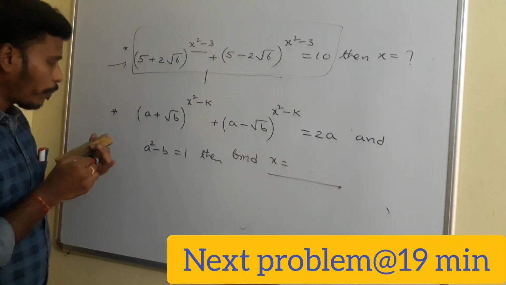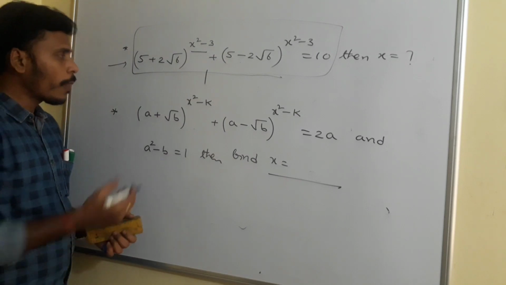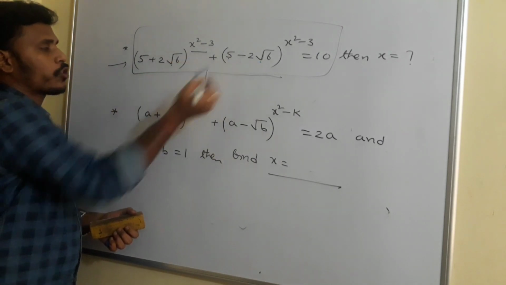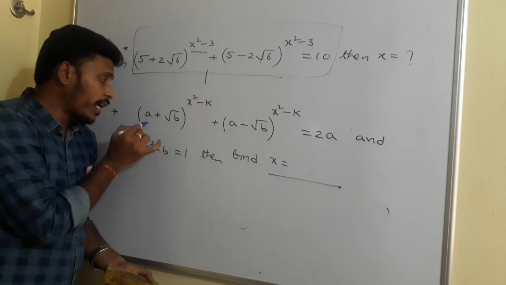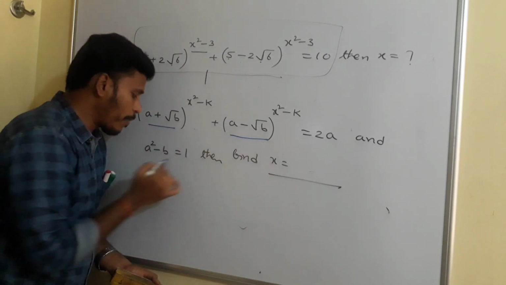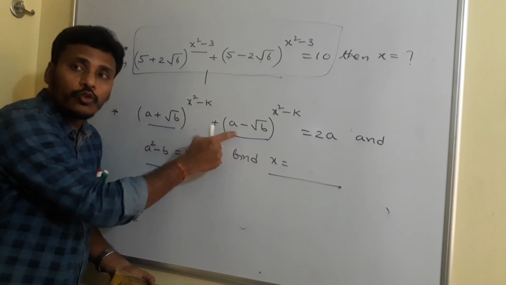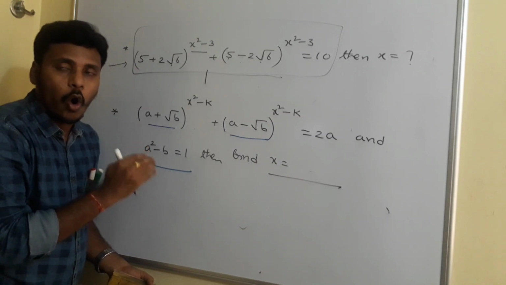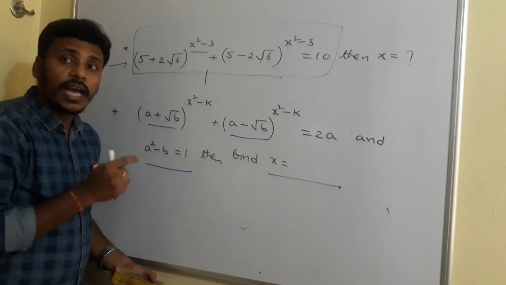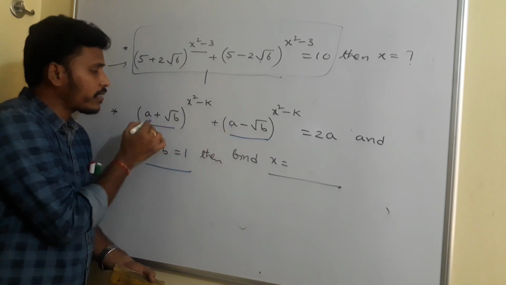Just think about the problem. It is just like the above situation: 5 plus 2 root 6, 5 minus 2 root 6. The product of these two numbers is 1 as we discussed. But here the product of a plus root b and a minus root b is given as 1 only. Since the product is given as 1, there is no need to check that condition. Coming to the other situation, the sum of these two is a plus a, which is 2a.